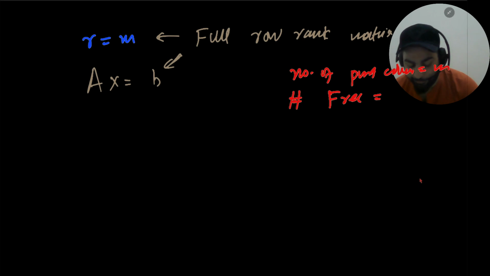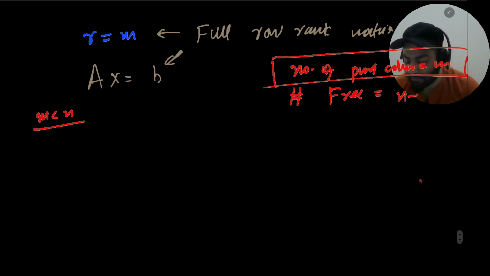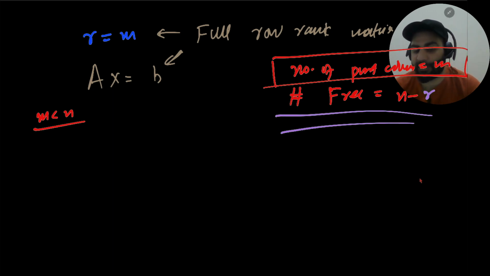So if the pivots are m and m is less than n, so if the number of pivot columns is m, the free variables will be n minus m. Okay, n minus m, or I can write n minus r, because r is the rank. So these many free variables will be there, n minus m or n minus r. Let's again write that to not confuse you guys.